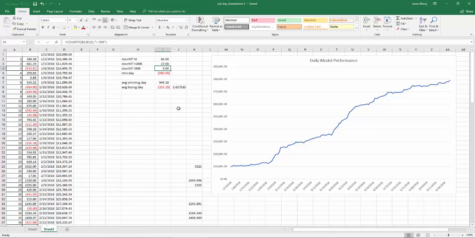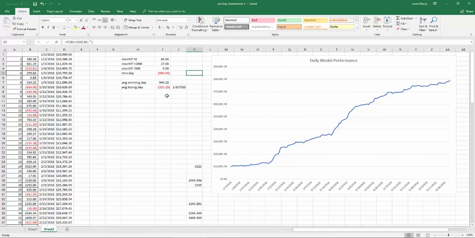And I think the key thing that we can take away about the characteristics of the system is that we have very tight risk management. You can see here only 9 days all year that saw a loss that exceeded 500. The biggest minus day was 960.